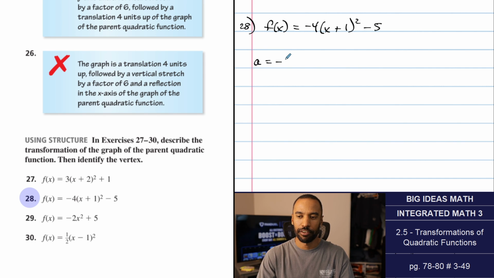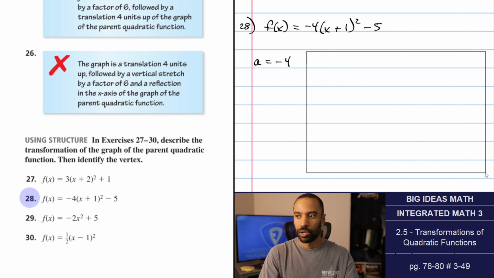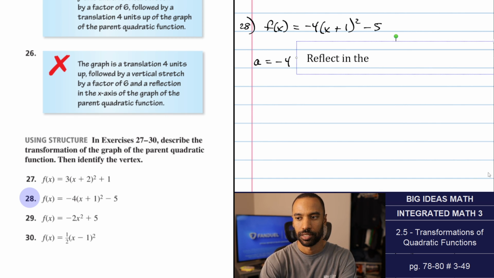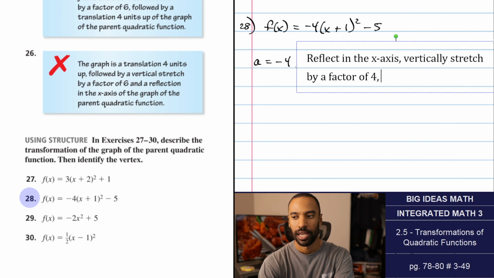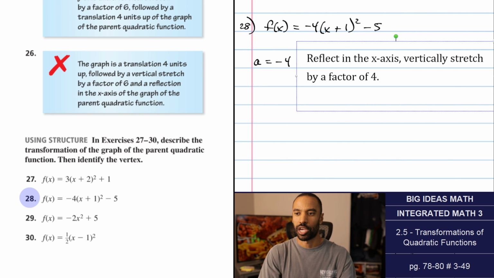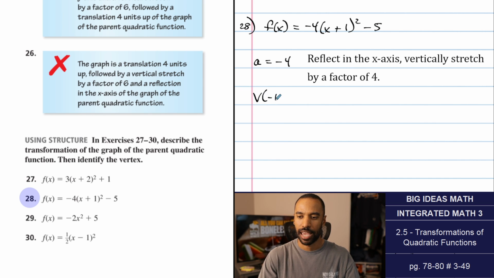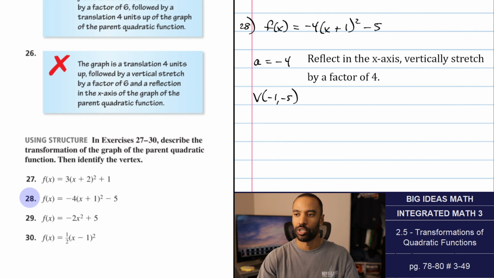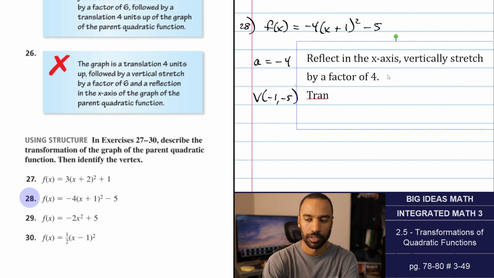All right, a is -4. That means two things to us, which is what? Reflect in the x-axis, vertically stretch by a factor of 4, and don't say -4, by the way. The negative had to do with the x-axis thing. Then we'll talk about the vertex and what the translations are from there. The vertex here is at -1, -5, which means we are going to translate 1 unit left and 5 units down.